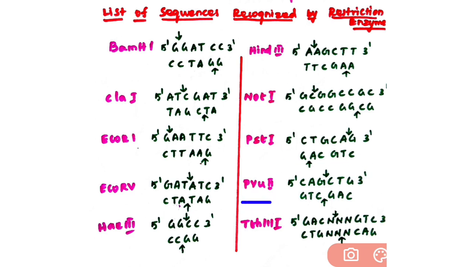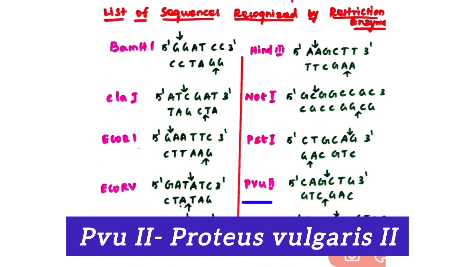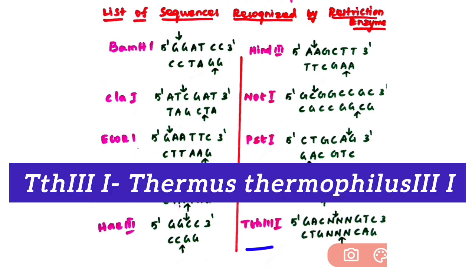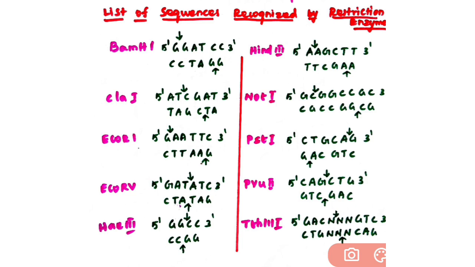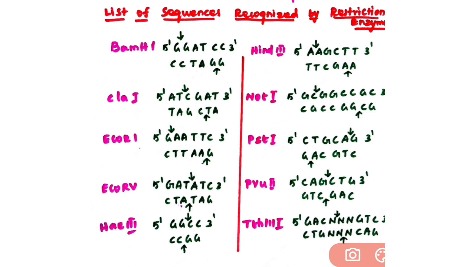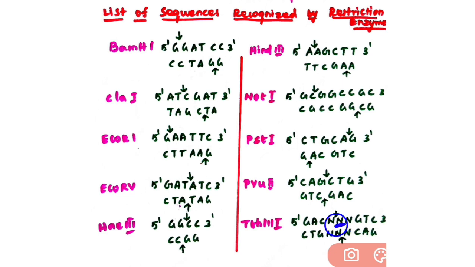Then PvuII. This is isolated from Proteus vulgaris. This is its recognition sequence, and it makes a cut in between G and C, making blunt end fragments. Then the last one is TspRI, or Tth111I. This is isolated from Thermus thermophilus. This is its recognition sequence, and it makes a cut in between the 4th and 5th bases. Here it has 5'-GAC, then N and N, any one of the 4 bases it may have. But the cut is in between the 4th and 5th bases from the 5' direction. Here also, from the 5' direction, it is between the 4th and 5th bases.